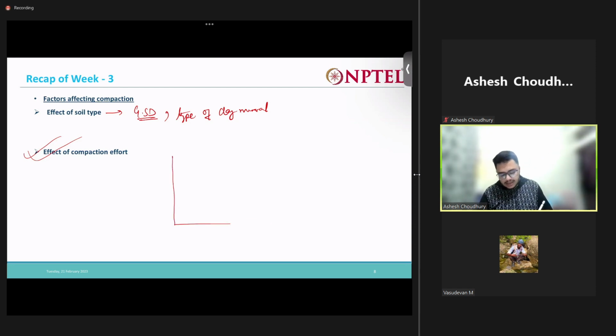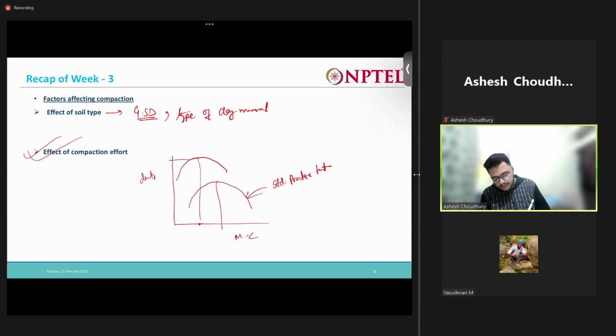So say this is my moisture content versus density curve. This is the curve obtained from the standard Proctor test. Then for the heavy Proctor test, my curve will shift like this. The optimum moisture content reduces for the same soil, and your dry density will be higher. So this is for heavy compaction.